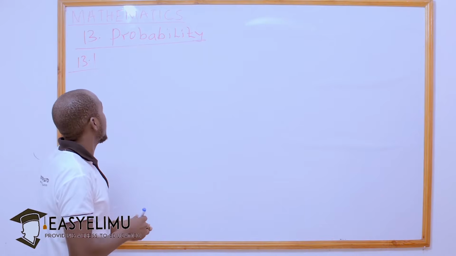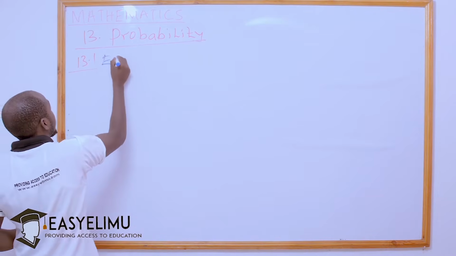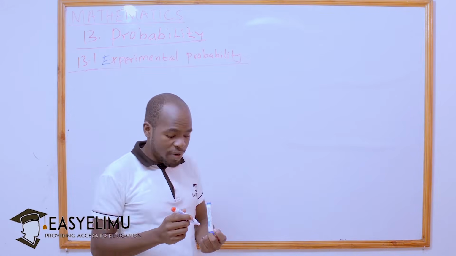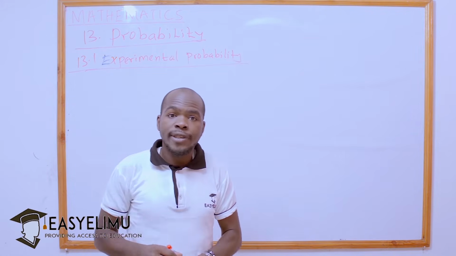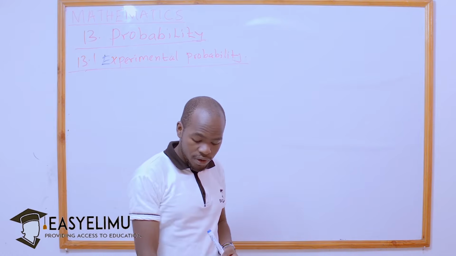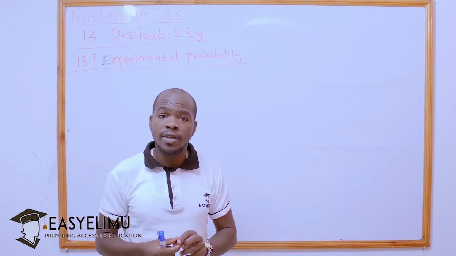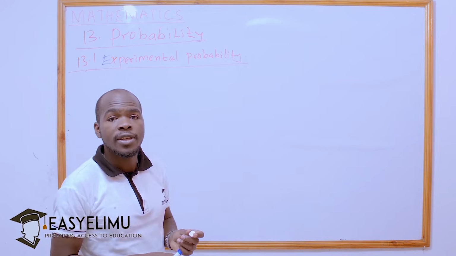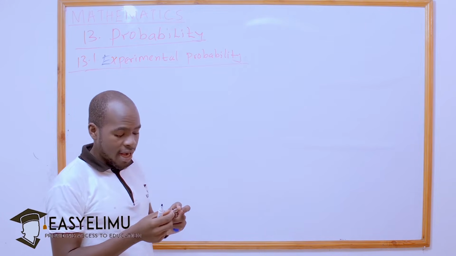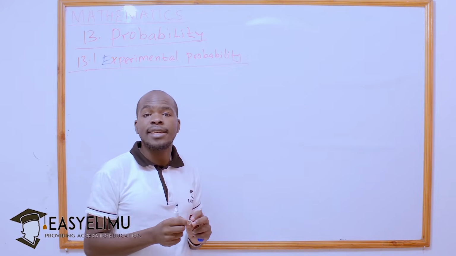Now we are going to study experimental probability. And under this we shall be guided by tossing a fair coin. So as I said, a coin has two faces. One of the faces is a head and another one is regarded as a tail.